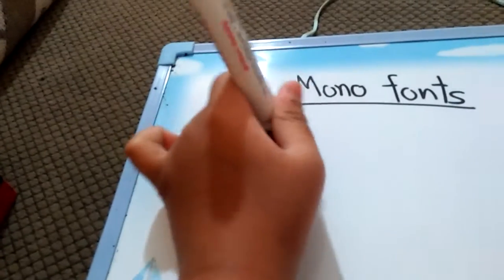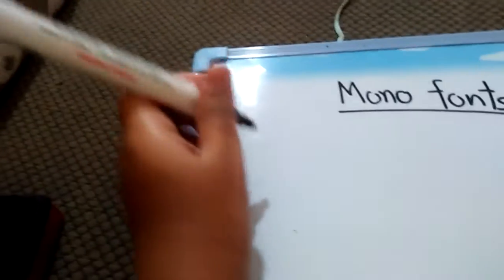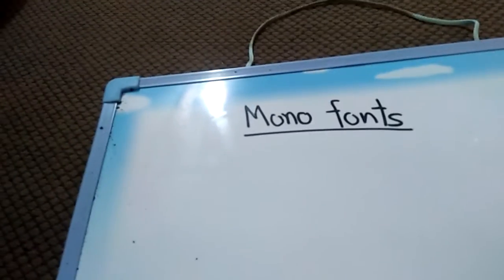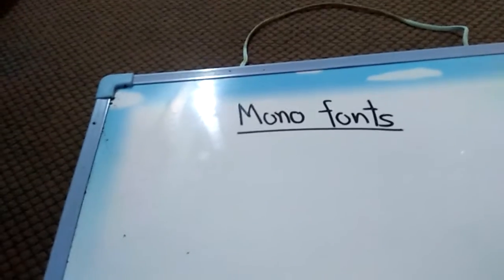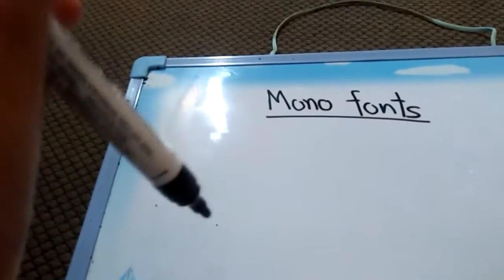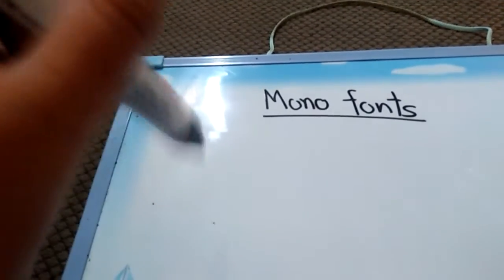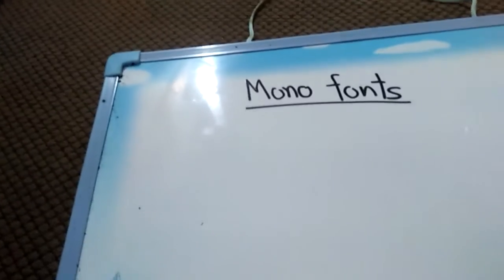Why did I write the zero so ugly? Like this. Because Droid Sans Mono has just a zero without a dot or a slash. Same is the case with Rubik Mono One.